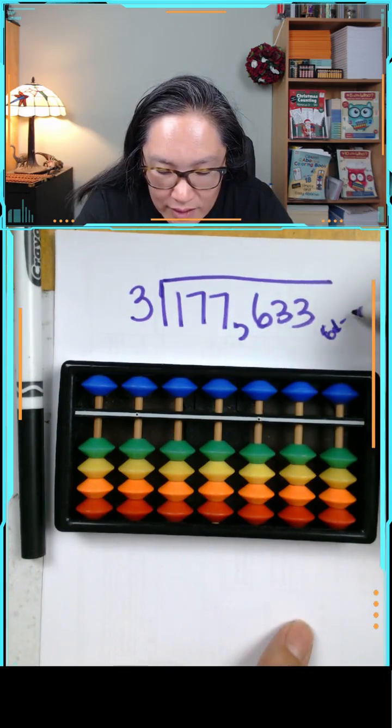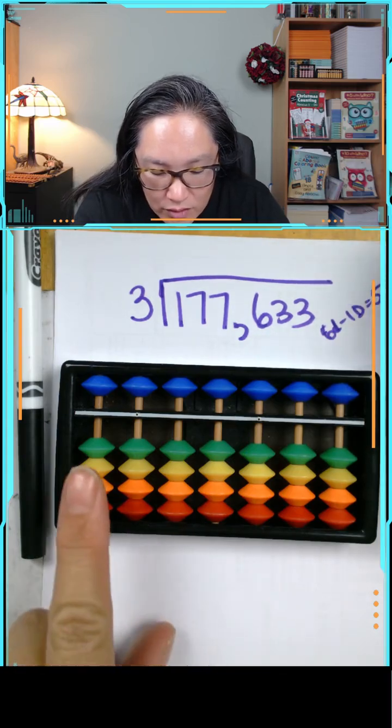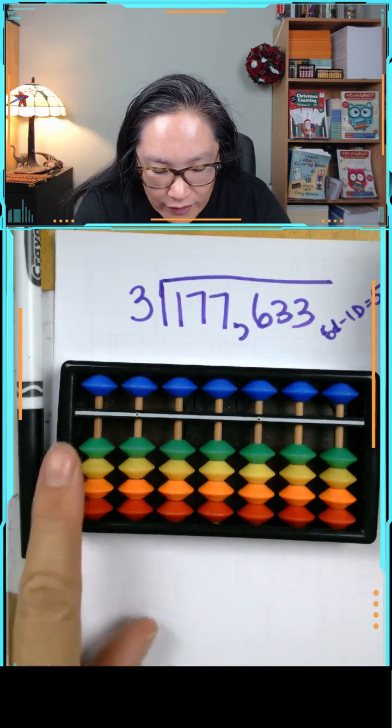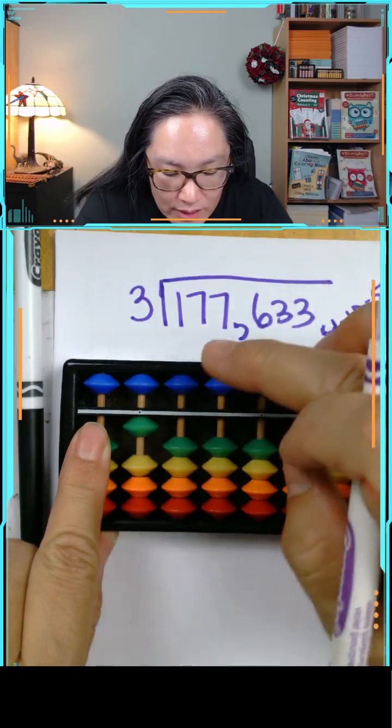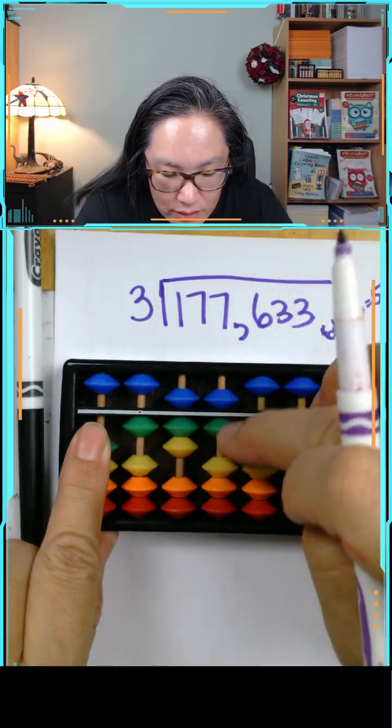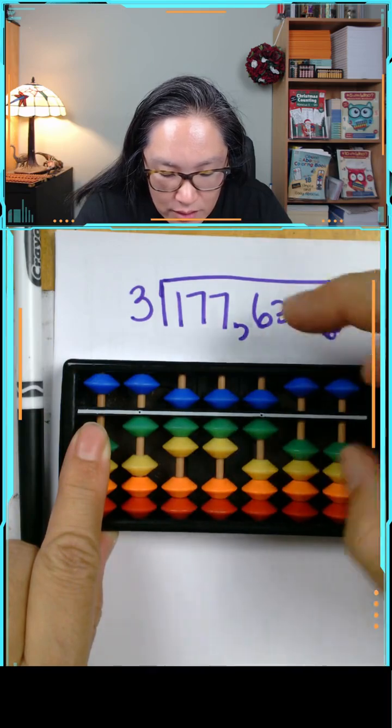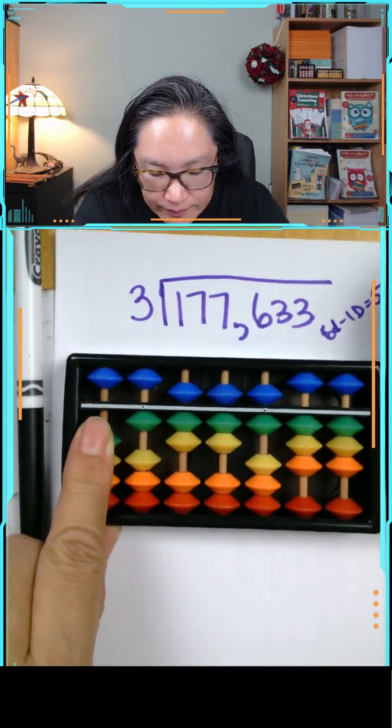Dividend minus 1 divisor equals 5. So 1, 2, 3, 4, 5. Our quotient is going to be here. We do 1, 7, 7, 6, 3, 3.